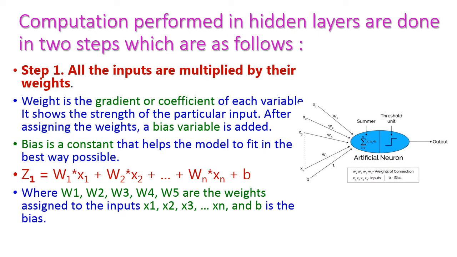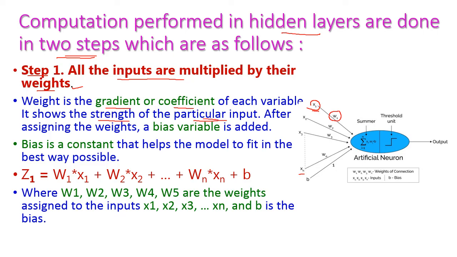And these are the computations performed in hidden layers, which are done in two steps. Okay, in the first step, all the inputs are multiplied by their own weights. Here we are having x1 to xn, all the input values, and they will be multiplied by their own corresponding weights. Okay, this is the first step. Weight is nothing but the gradient or coefficient of each variable, that is x value, and the weight shows the strength of the particular input.